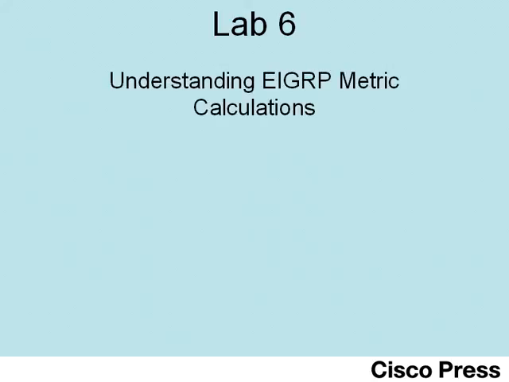Hello and welcome to ICND2 Lab 6, Understanding EIGRP Metric Calculations. This lab shows how to change some of the settings on interfaces, particularly the bandwidth and delay settings, to influence the route that EIGRP chooses.